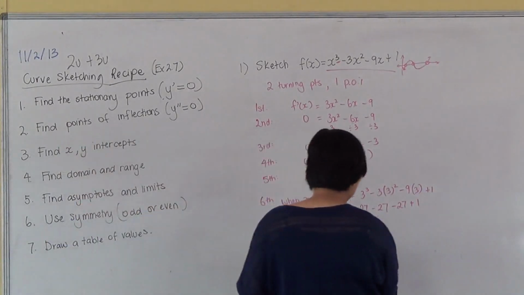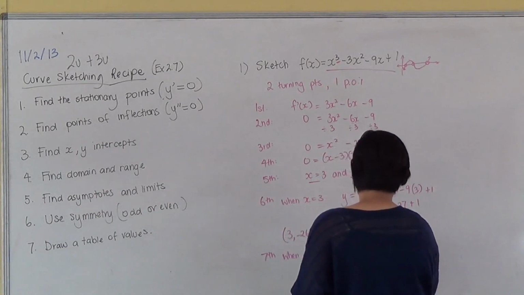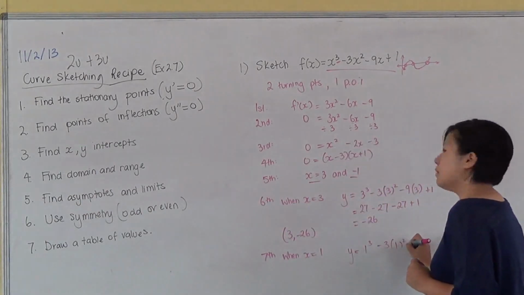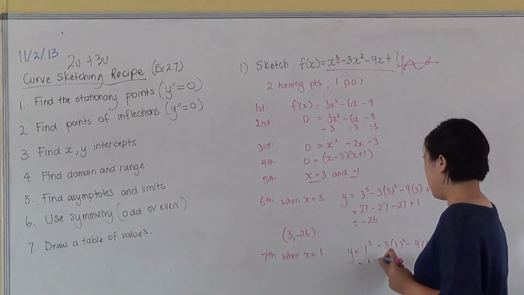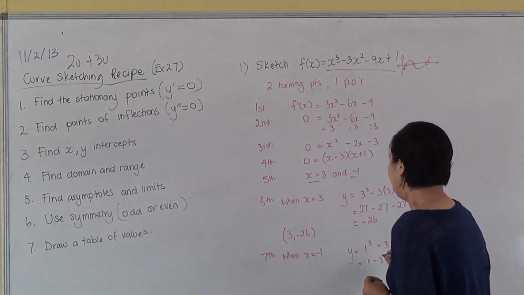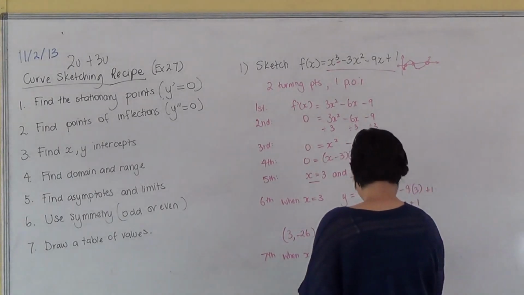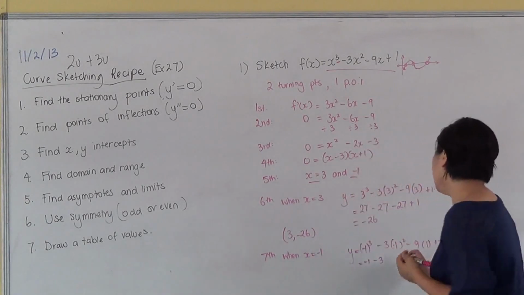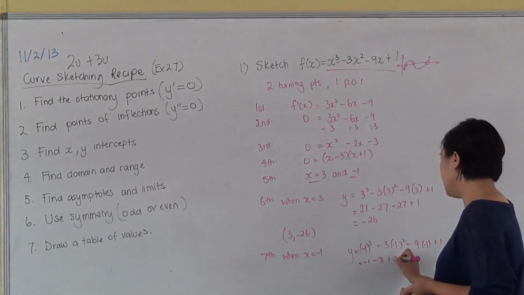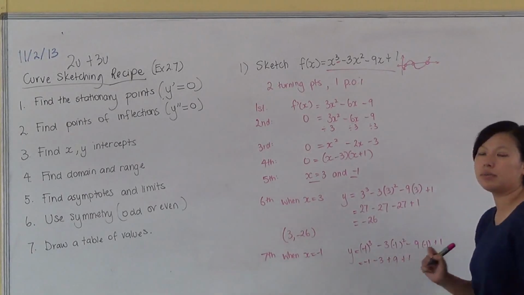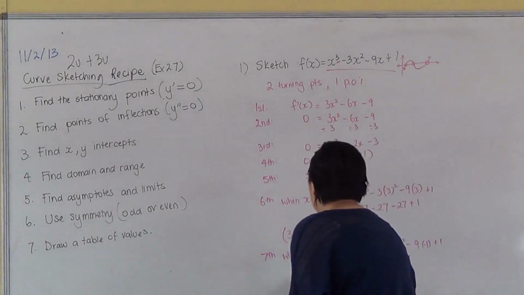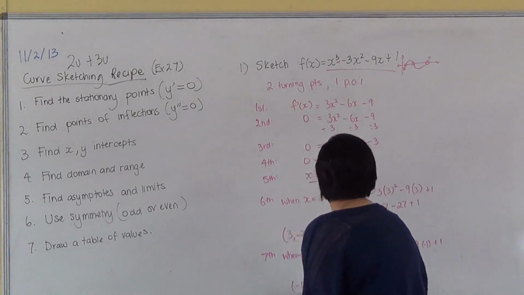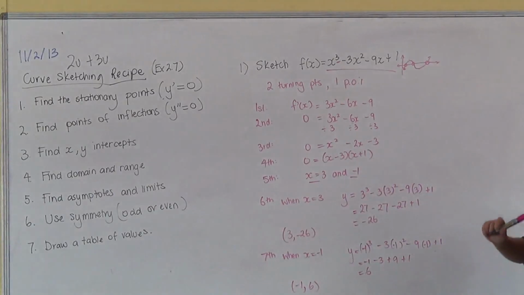So x equals negative 1 gives negative 1 cubed minus 3 times negative 1 squared minus 9 times negative 1 plus 1. That's negative 1 minus 3 plus 9 plus 1. So would that be 6? So we have a turning point at (negative 1, 6). So that's our 2 turning points.